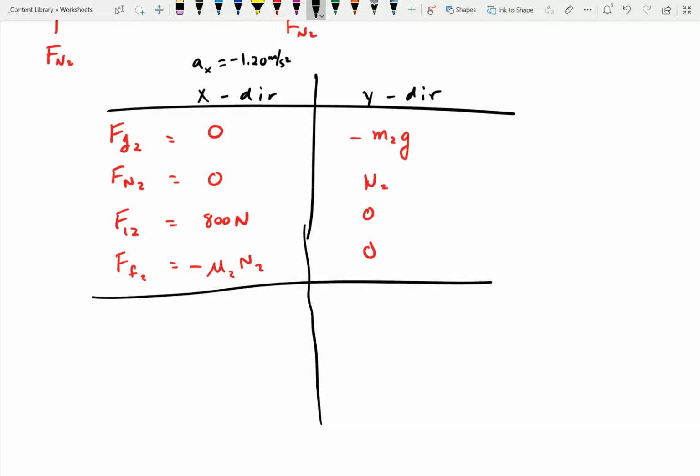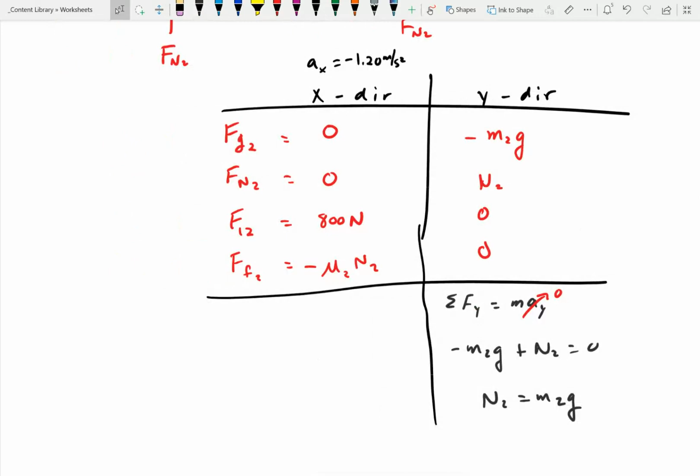As always, we did this so we can apply Newton's second law. The sum of the forces in the y direction is equal to m ay. We chose our direction, so the magnitude of the acceleration in the y direction is 0. And so applying that, I have minus m2g plus n2 equals 0. Thus, n2 is equal to m2g. Coming over to the x direction, and notice again I had to use m2 because now I'm looking at the forces on object 2.